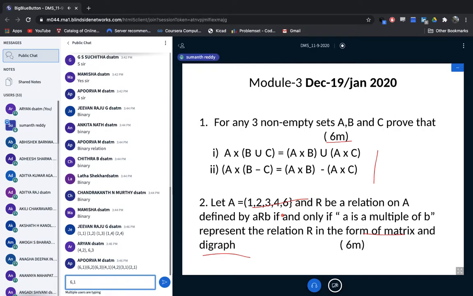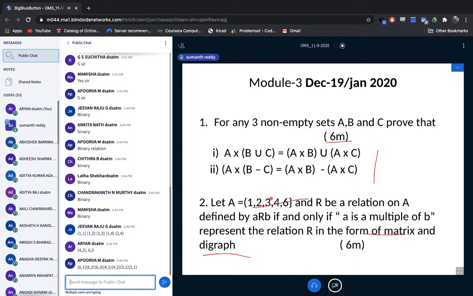Yeah, Apurva, you are telling 6 comma 1, 6 comma 2, 6 comma 3, 4 1, 4 2, 3 1, 2 2, 3 1, 2 1. Actually, every number is a multiple of itself. What you have written is correct. You have missed a few things. That is, every number is a multiple of itself. You can include even that. Yes, what Apurva has told is correct, but still you can include a few more ordered pairs.